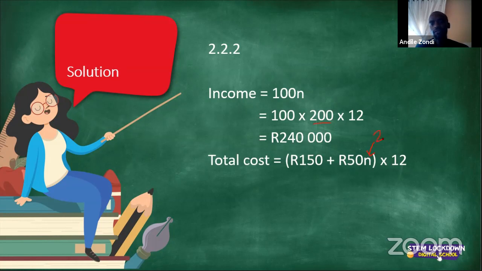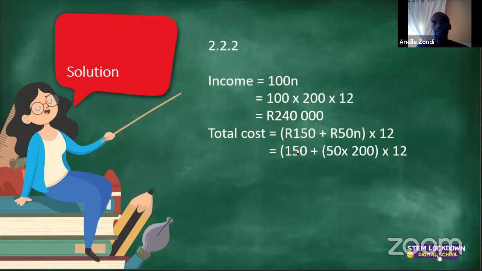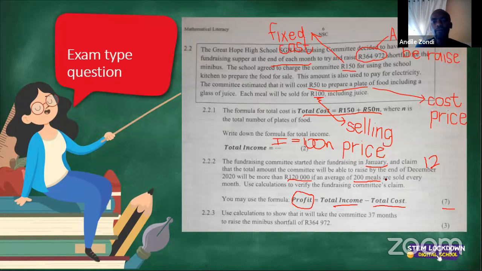So you must first write the formula, then substitute 200 into your formula. Like this: 150 plus 50 rands, our cost price, times 200. And everything must be multiplied by 12, because we're looking at the total cost for the entire year from January to December. Where does it come from? It comes from the statement January to December.